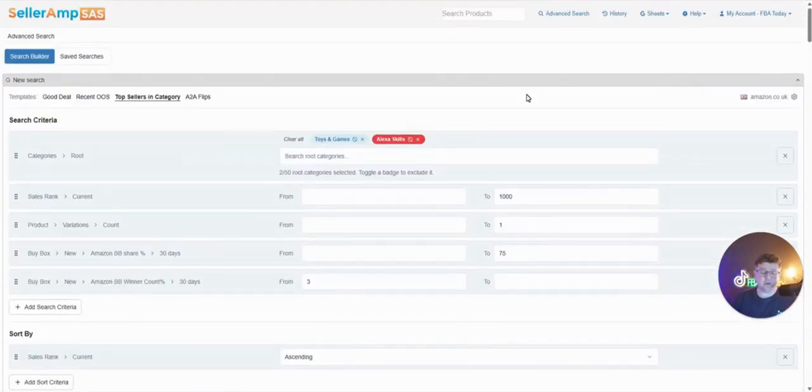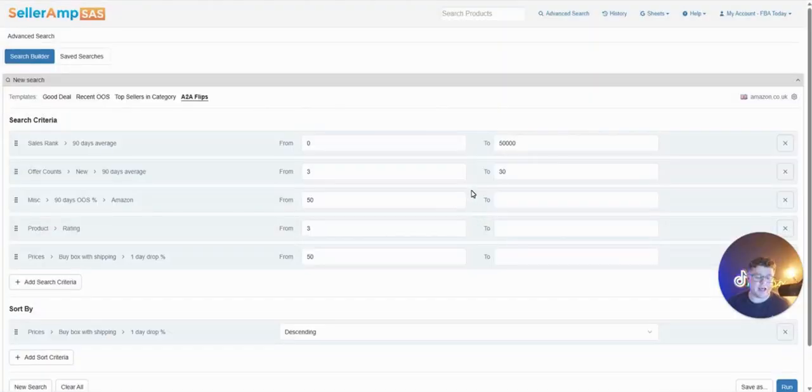Let's now move on to the A2A flips one, because I'm sure everybody wants to do A2A. There's a big hype about A2A at the moment. And as you can see here, we've got the filters in for A2A. Sales rank 90-day average is up to 50,000. We've got offer counts 3 to 30. 90 days out of stock for Amazon, 50% or above. Product rating 3 or above. And then we've got this buy box with shipping, 1 day drop percentage.